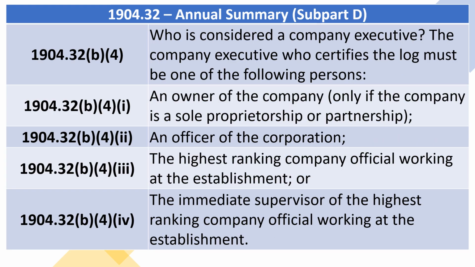1904.32(b)(4). Who is considered a company executive? The company executive who certifies the log must be one of the following persons, 1904.32(b)(4)(i) through (b)(4)(iv): an owner of the company, only if the company is a sole proprietorship or partnership, an officer of the corporation, the highest ranking company official working at the establishment, or the immediate supervisor of the highest ranking company official working at the establishment.